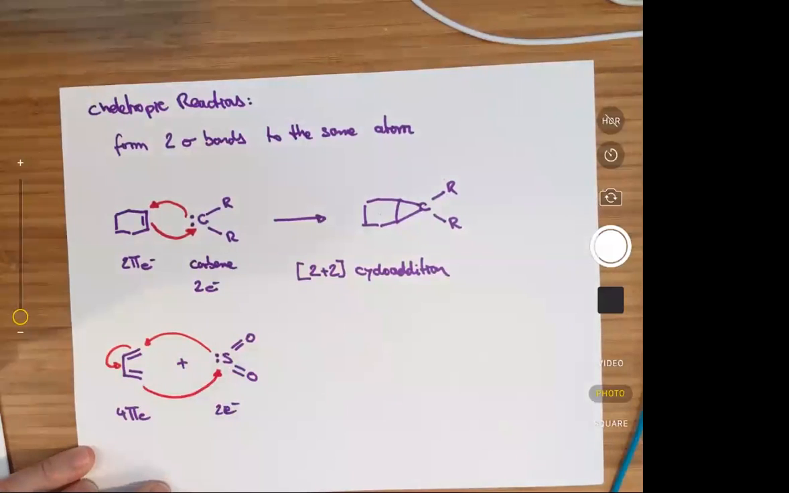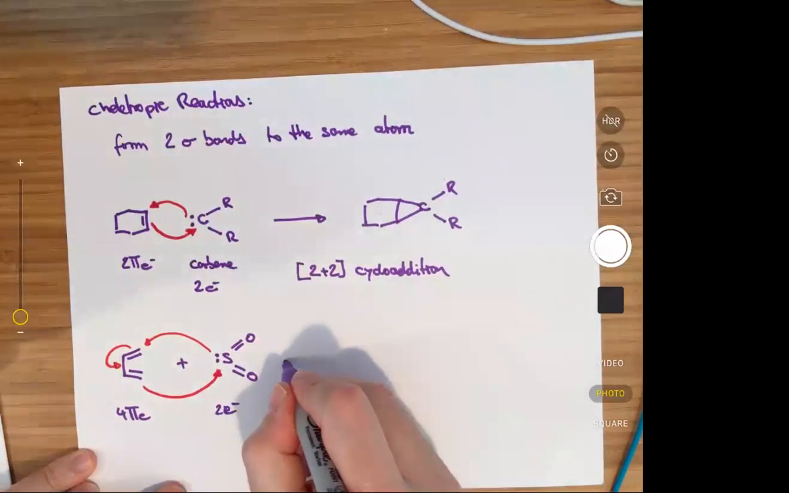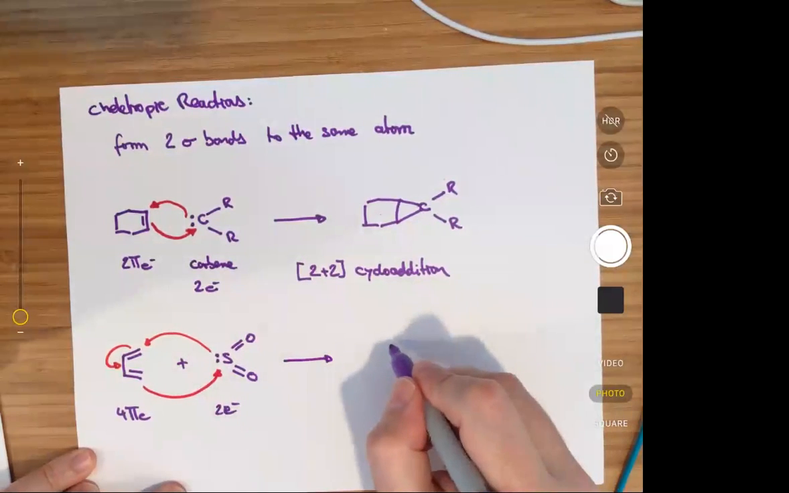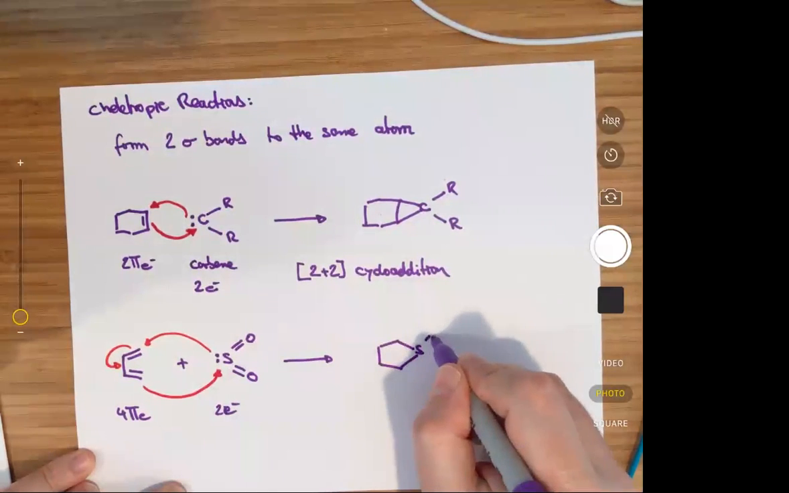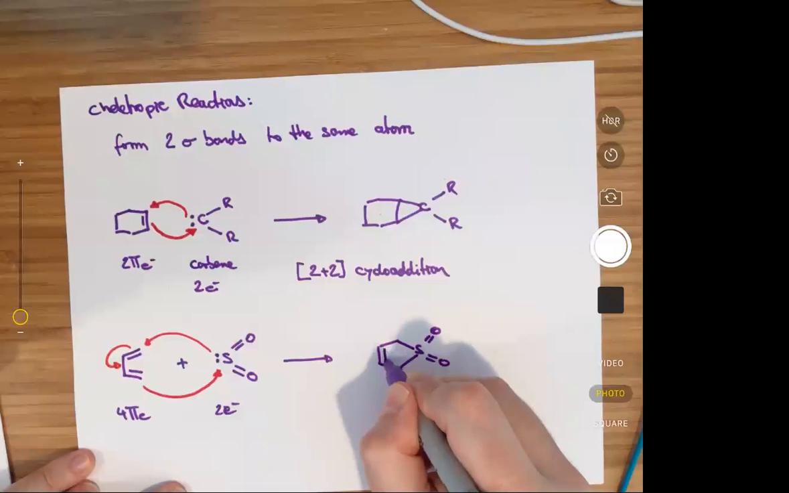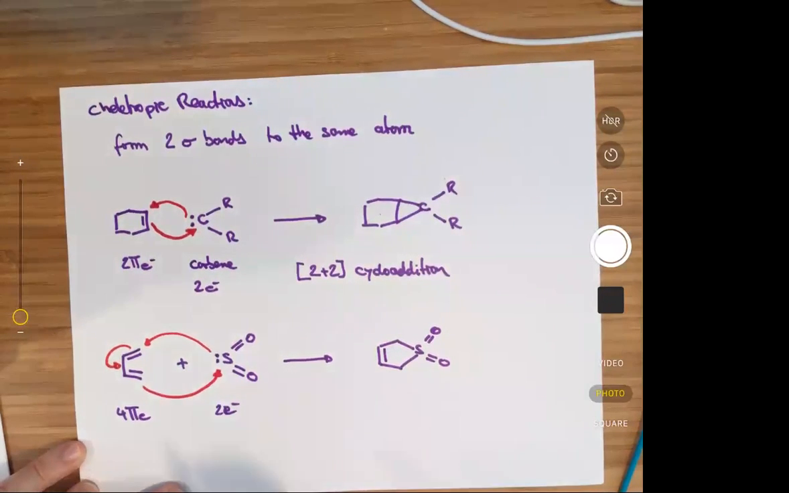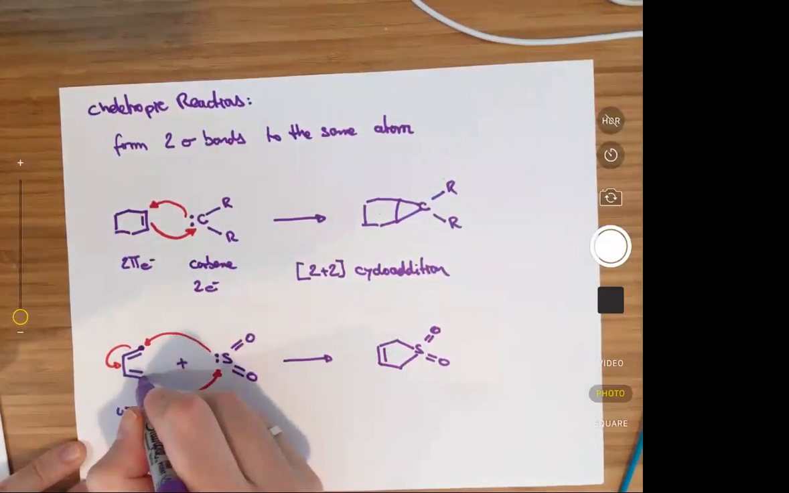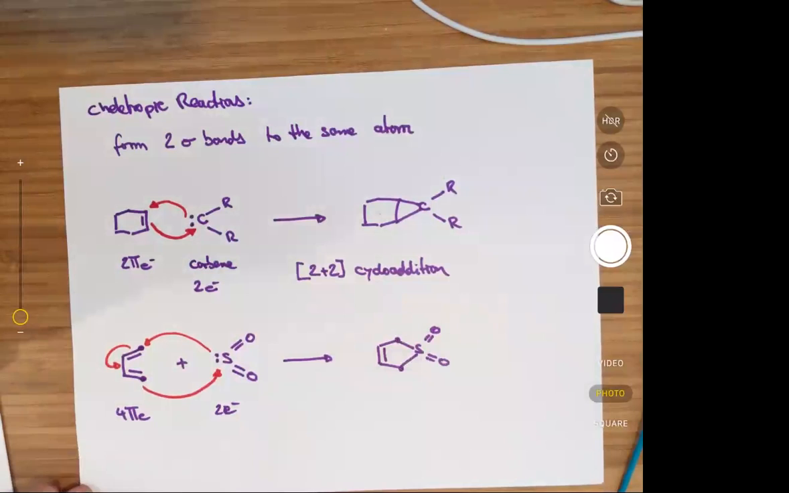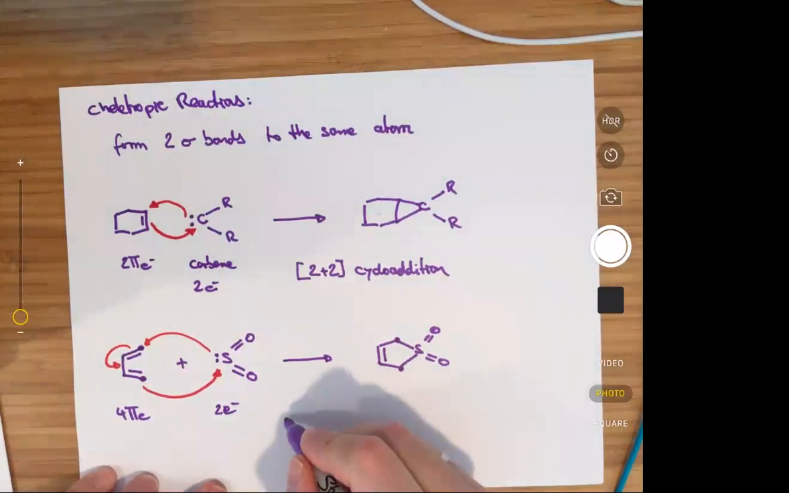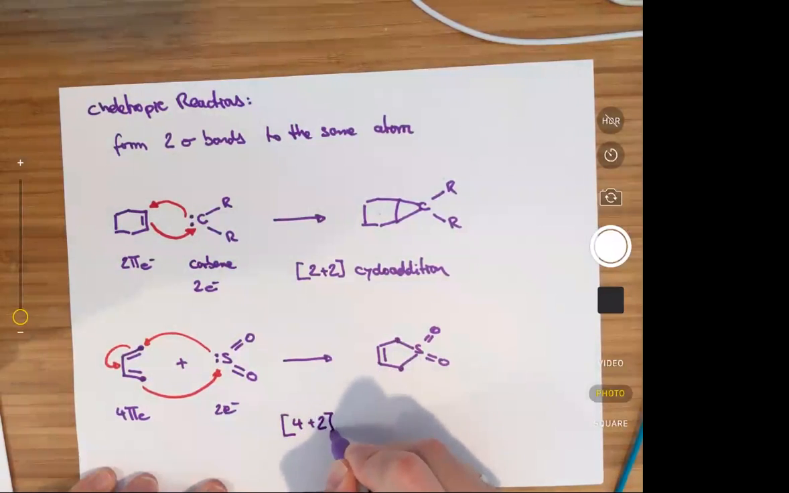And in this case, we're not forming a 3-membered ring, but we're essentially forming a 5-membered ring in this reaction. So this is then SO2, and we're ending up with a double bond here. And the ends of the pi system on the 4-pi component are essentially these ones here, and they connect to the same sulfur atom. So the two sigma bonds are formed to the same sulfur atom. And in this case, obviously, if we apply the same nomenclature, this would then fall under the category of a 4+2 cycloaddition.